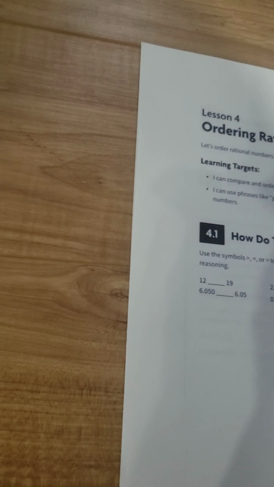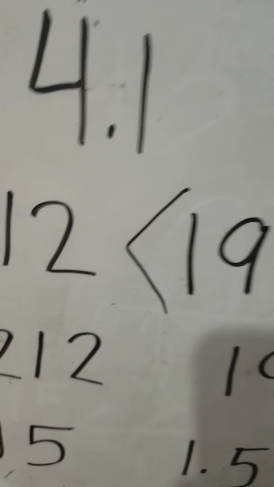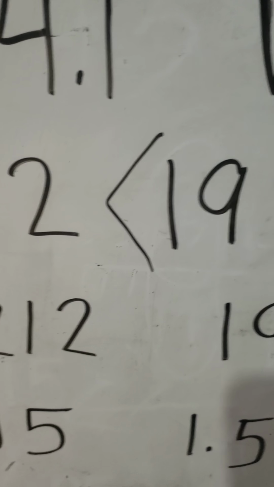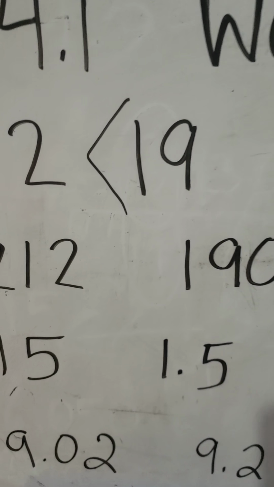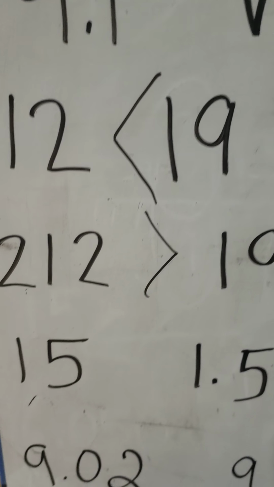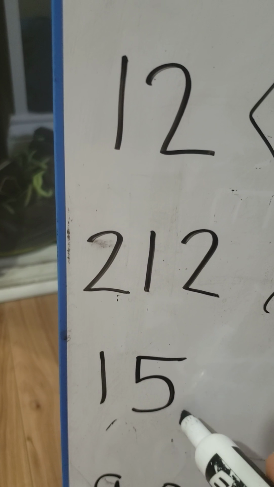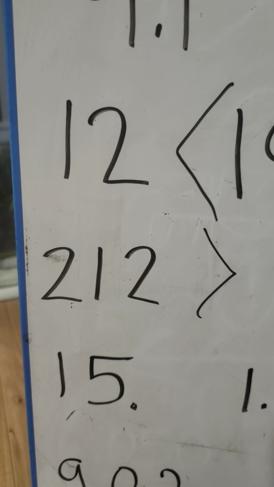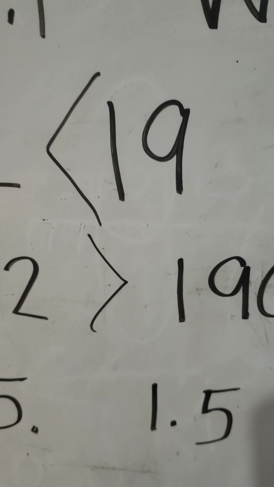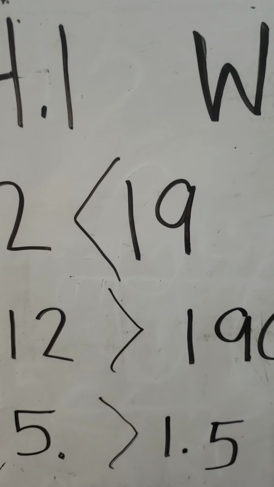Okay, so the first ones are pretty basic, so I just rewrote these onto the whiteboard. So 12 and 19, 12 is less than 19. Now you have 212 and 190. 212 is greater than 190. You have 15 and 1.5. We know that 15 is a whole number, so the decimal place always goes at the end of the number. So you have 15 really compared to 1.5 here. So 15 is greater than 1.5.